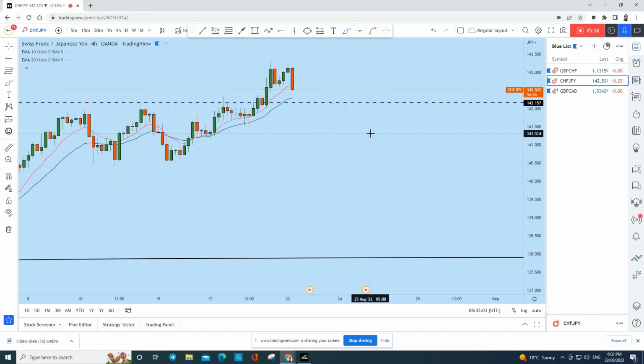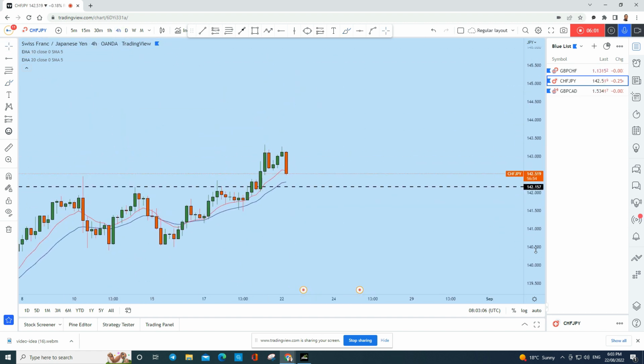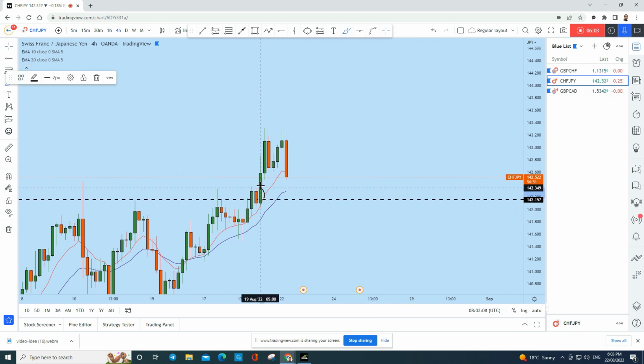and then to continue its uptrend. Now on the 4 hour or intraday, this is where we see that a narrow red candle is formed in this zone.